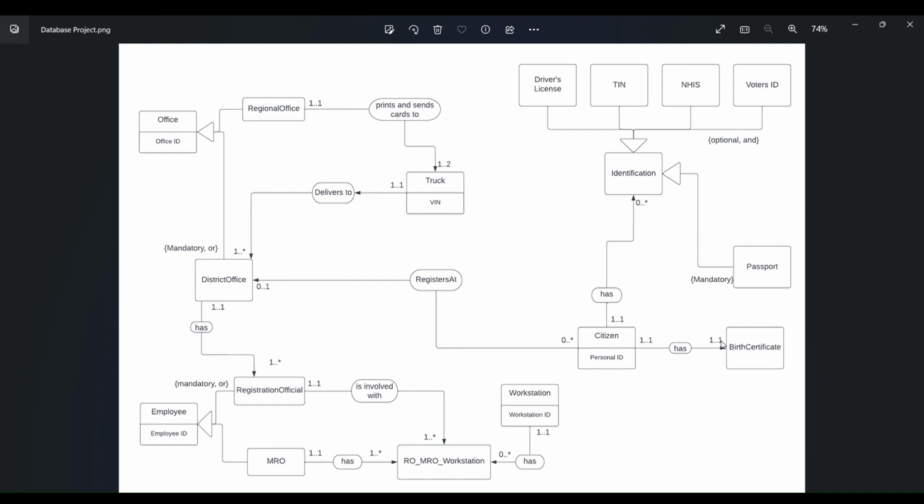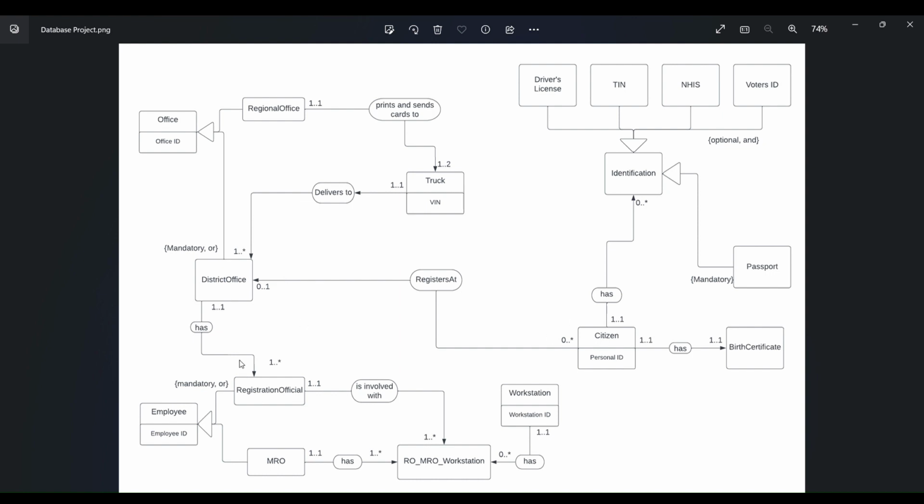Because it's a one-to-one relationship, birth certificate is going to be absorbed into citizen. Citizen is also linked to district office, and because of the nature of this relationship, there's going to be an introduction to a registered at table, which is going to include the IDs of district office and citizen.